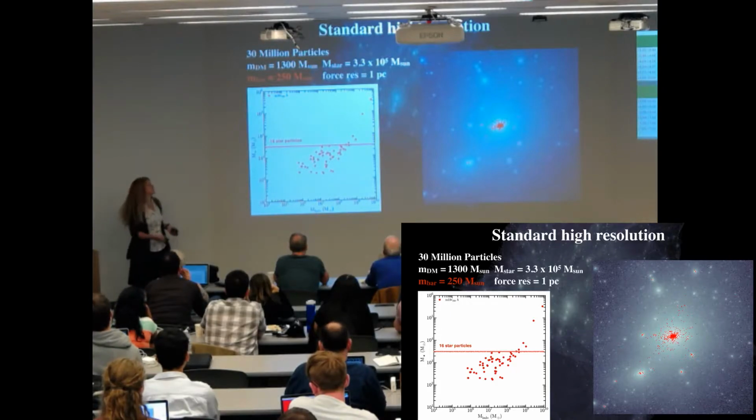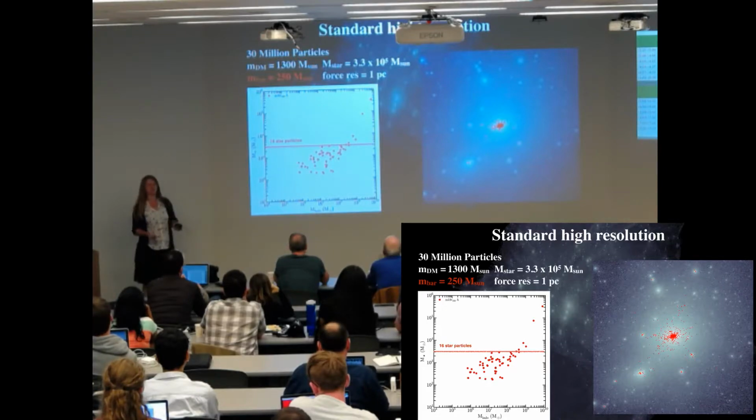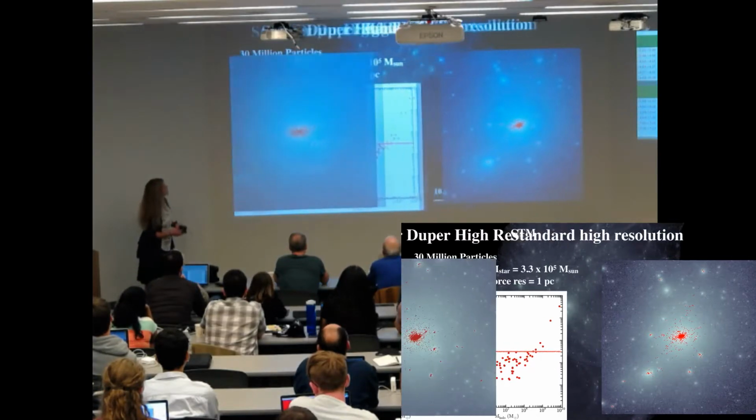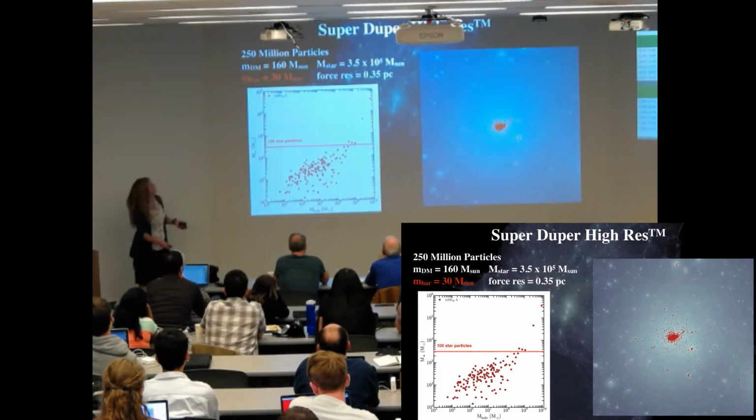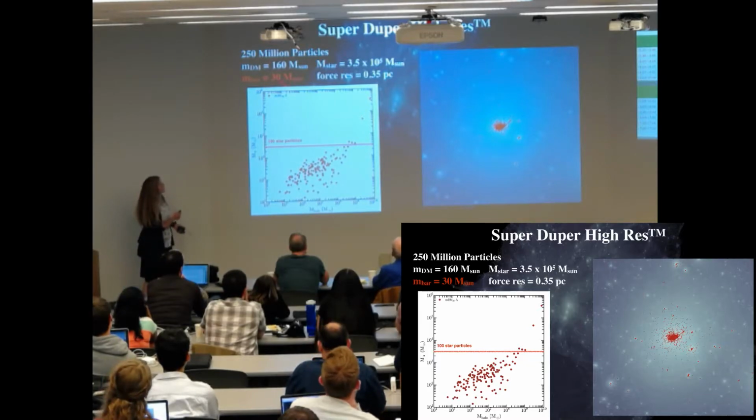If you saw my title or if you remember my talk last year, remember that we're pushing this to the max, or at least close to the max, as we can in a cosmological simulation. So what I've started calling the super-duper high-res simulations now have a baryonic particle mass of 30 solar masses.